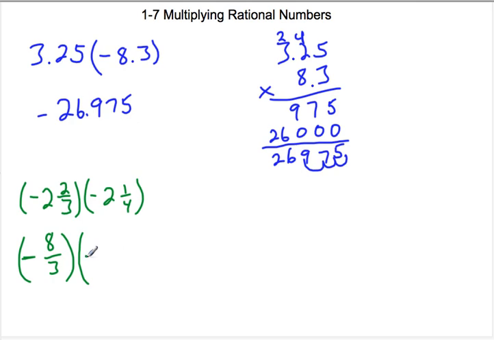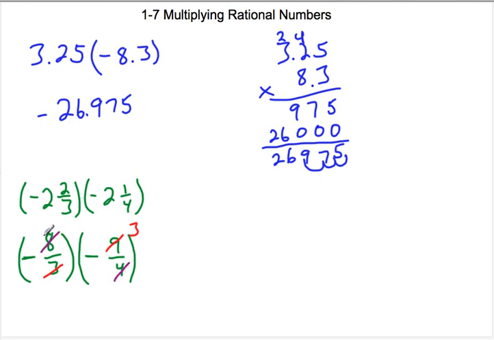And now this one, again, the whole thing's negative. So this is going to be 9/4. Okay, now we know that a negative times a negative is going to be a positive, so we don't have to worry about those. As always, we're going to want to reduce first to keep the numbers as small as possible.